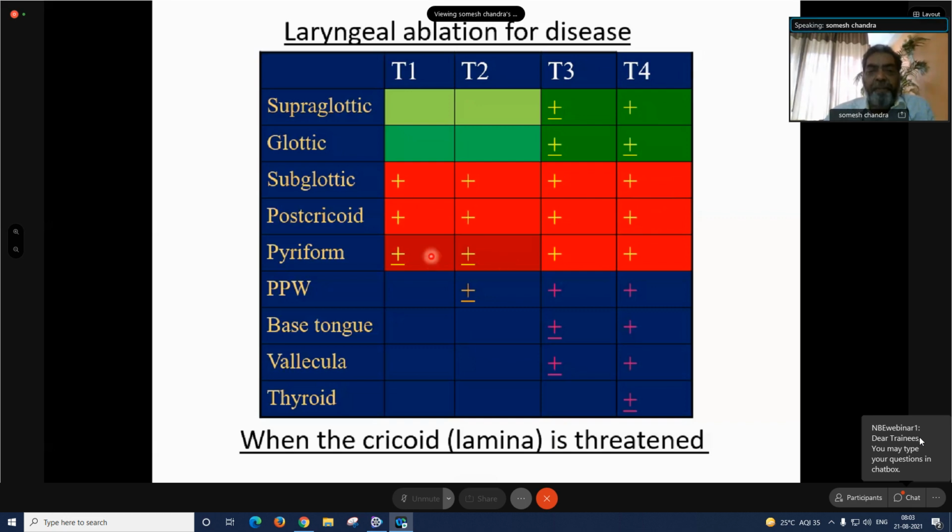Pyriform, membranous pyriform, maybe you can do that, but apex of pyriform, again, the larynx is at risk because it abuts the paraglottic space and the cricoid cartilage. Posterior pharyngeal wall based and vallecula and thyroid cancers can also be resected, preserving the larynx. So you see that in all these red areas, where the larynx is threatened and you need to do a total laryngectomy, are all the cancers where the cricoid lamina, that's the posterior part of the cricoid, is threatened.